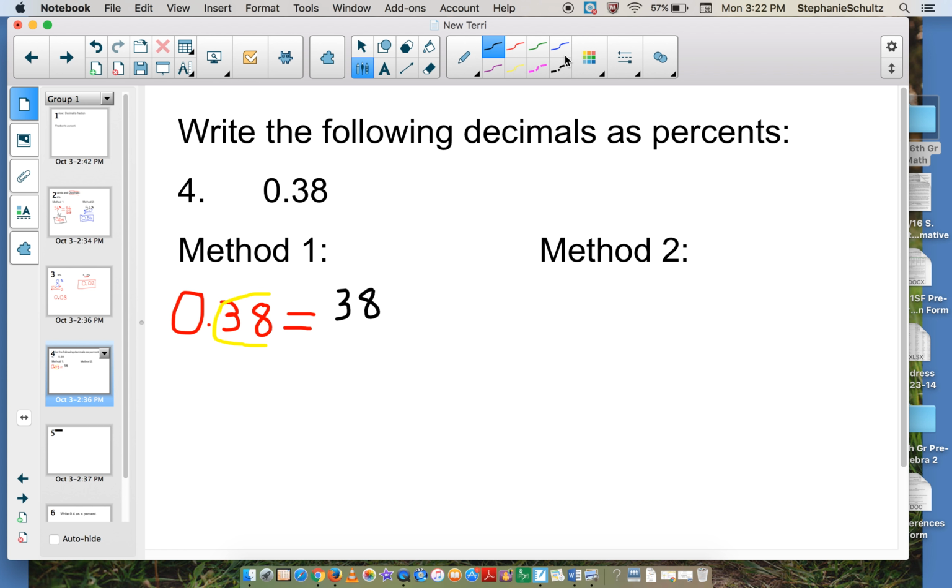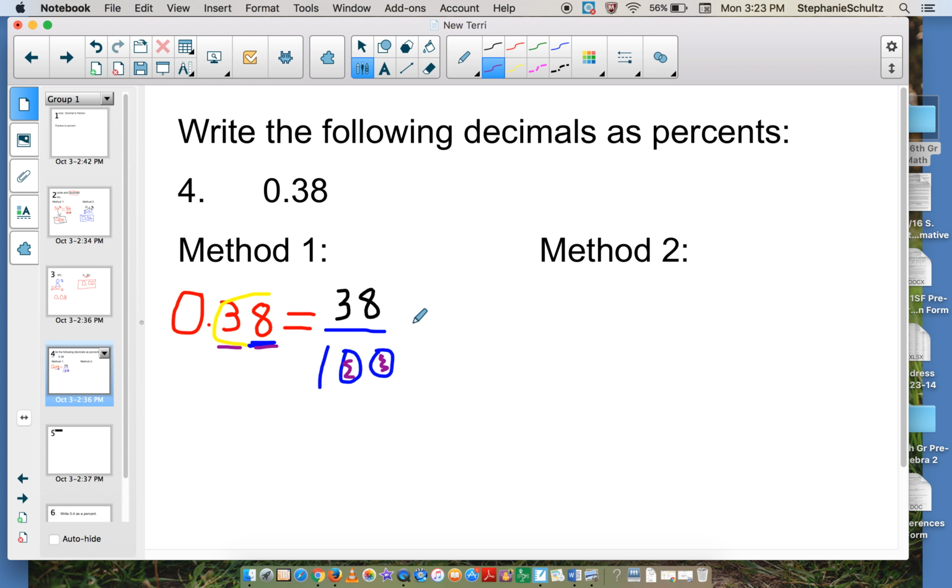And then I also know that this 8 is in the hundredth spot. So therefore I am going to have 100 on the bottom. How else do I know that 100 is on the bottom? Well, the other way of remembering that 100 goes on bottom is knowing that I have how many digits after the decimal? 1, 2. So therefore I have 2 zeros. Now we should remember, percent is out of 100. So therefore we already realized this is 38 out of 100.